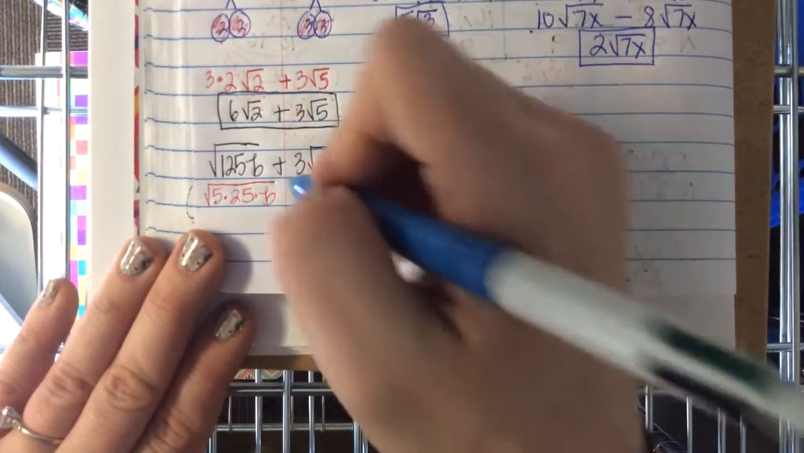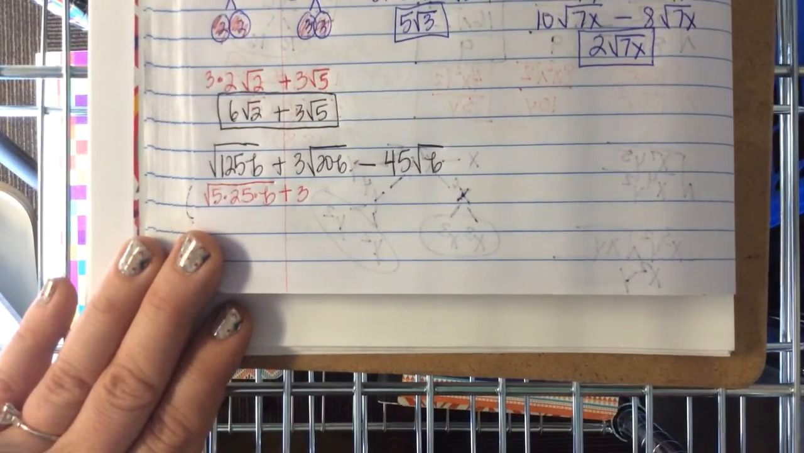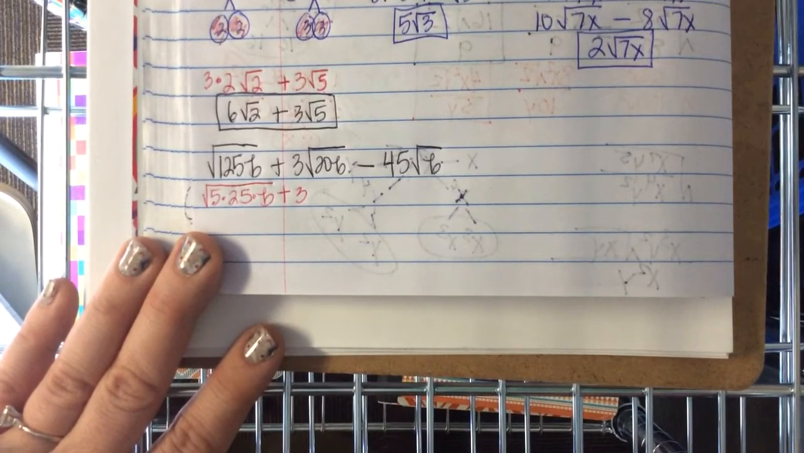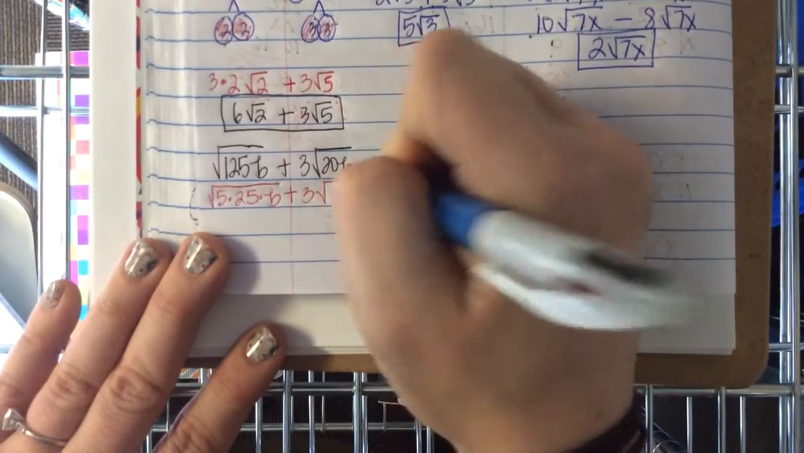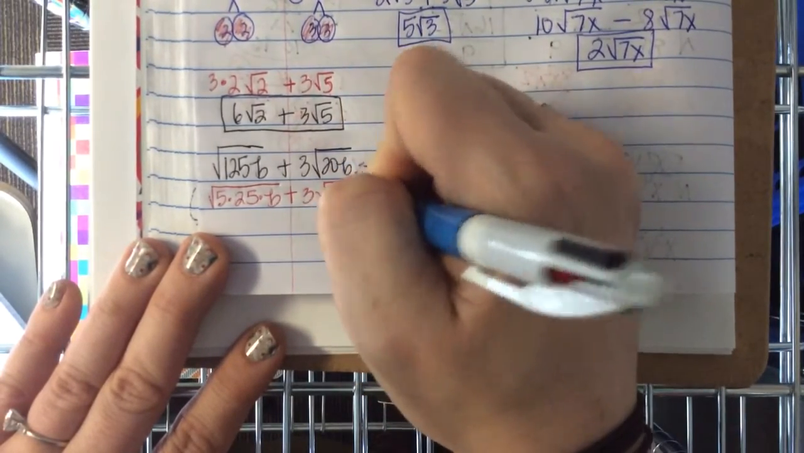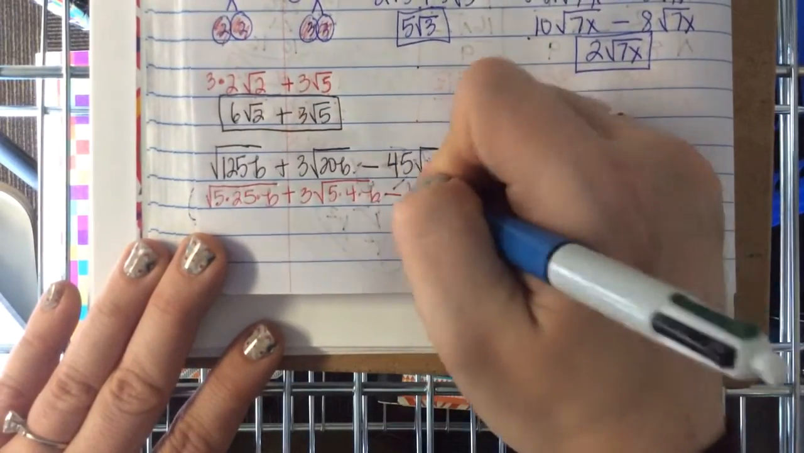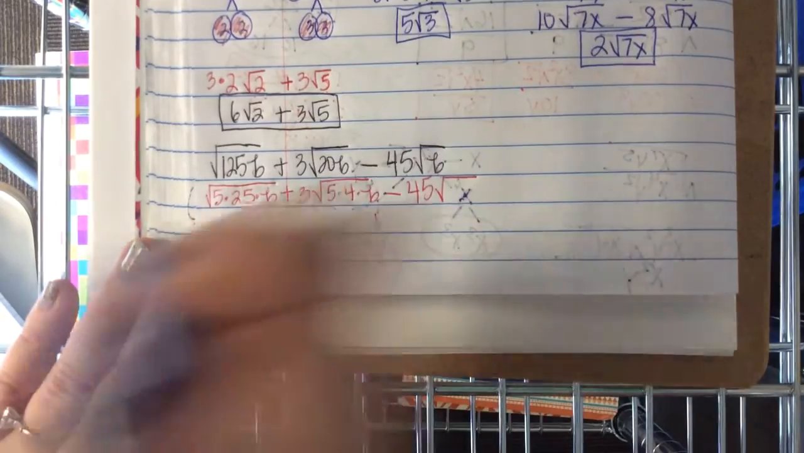Jimmy, you need to be taking notes. Plus 3. What about 20b? Are 10 and 2 perfect? 5 and 4. 5 times 4 times b. Minus 45. Can you do anything to that radical b? No.